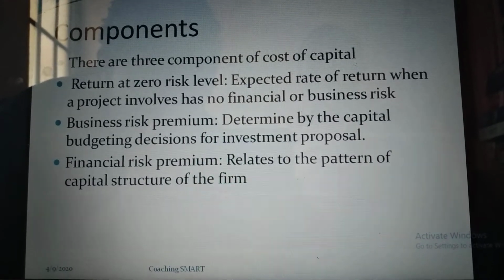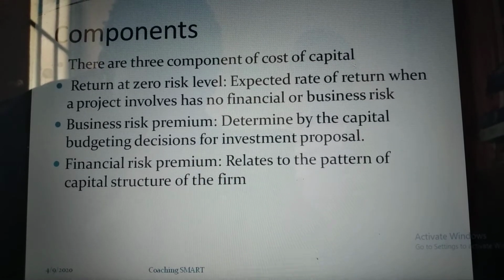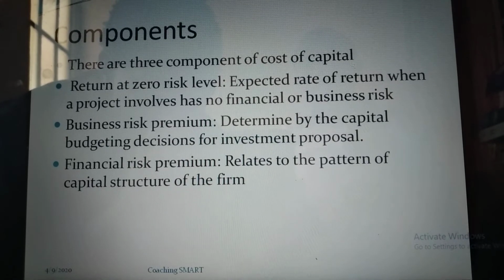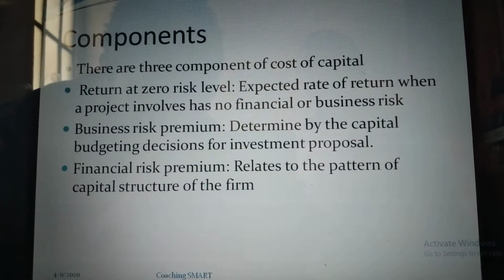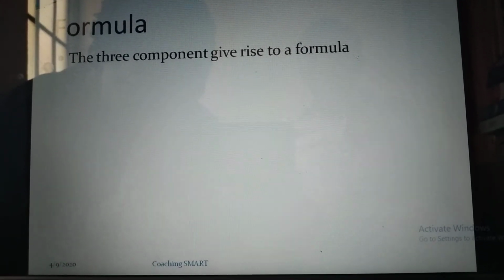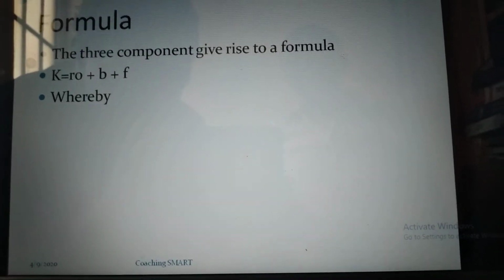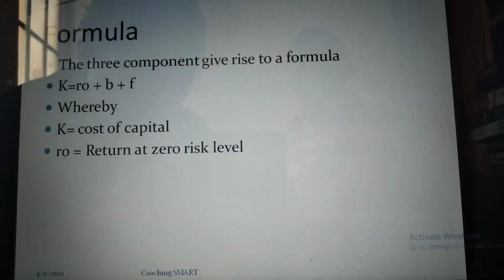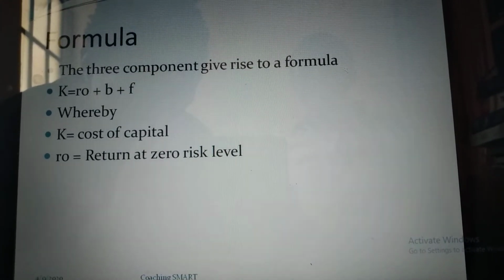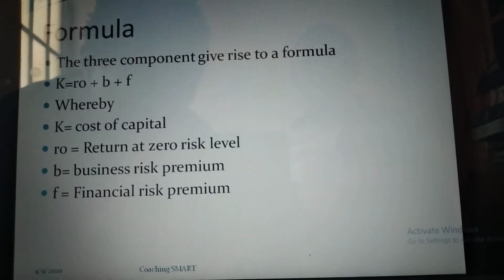Then three, financial risk premium, related to the pattern of capital structure of the firm. That means the composition of capital from equity, share preference, debtors, debentures, etc. Now, the formula for the three components is K = RO + B + F, whereby K is the cost of capital, RO is return at zero risk level, B is business risk premium, and F is financial risk premium.